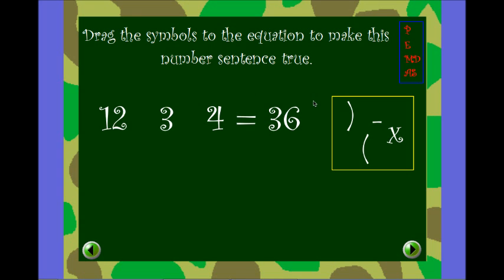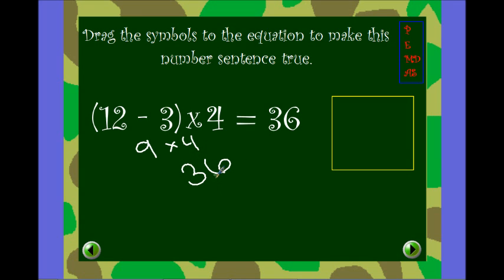Alright, let's take a look and see if you got it. Alright, so first things first, we're going to put our parentheses around this 12 and the 3. And I'm going to put this minus in here. And I'm going to put this multiplication over here. And let's check it out and see if that worked. So parentheses first, so 12 minus 3 is 9. Now I'm going to put 9 times 4, so that is 36. So we got the right answer there.